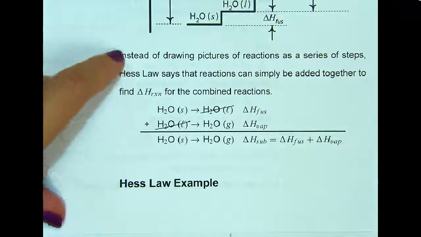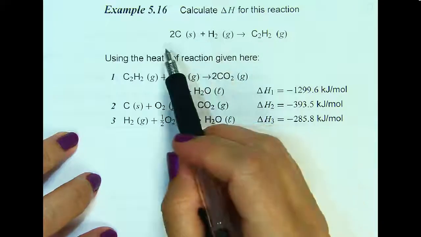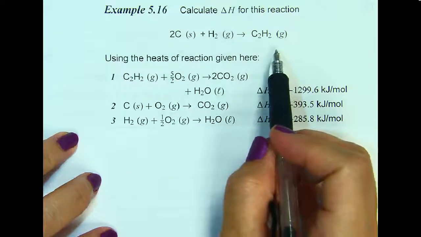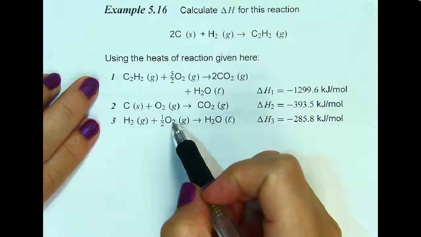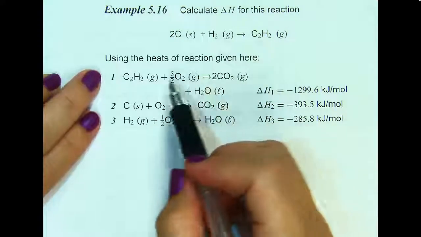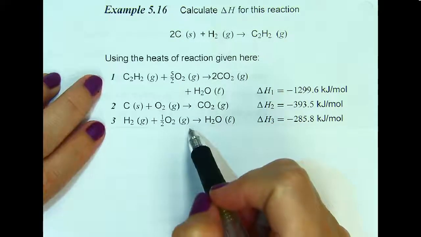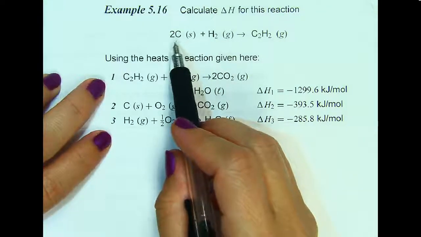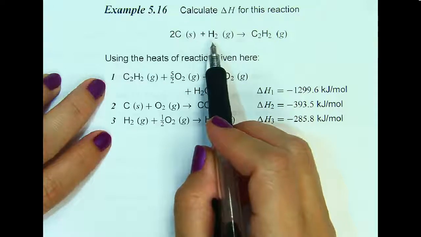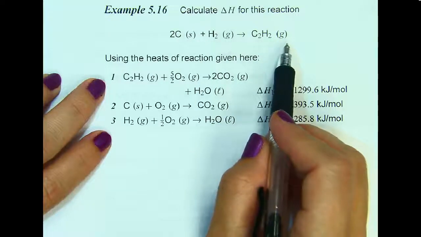So when I combine these, it's going to give me my total final delta H of this process. Here's a Hess's Law example. Here is the final equation that I'm shooting for, and these are the intermediate reactions that I have to work with. My goal is to get these set up in such a way that when they cancel out, they end up leaving me with 2 carbons plus hydrogen gas yields C2H2 gas.